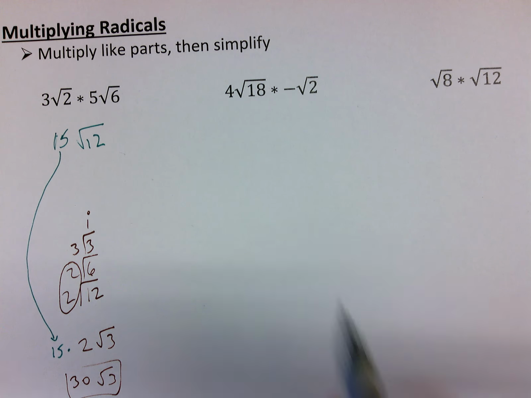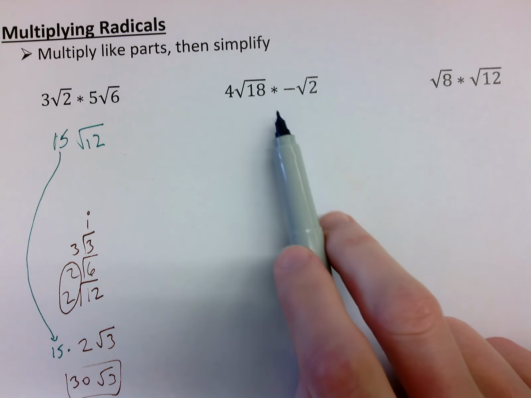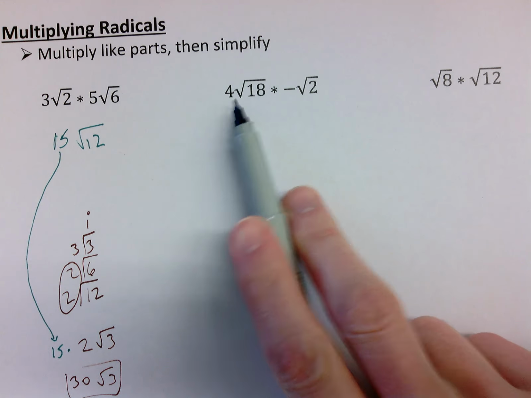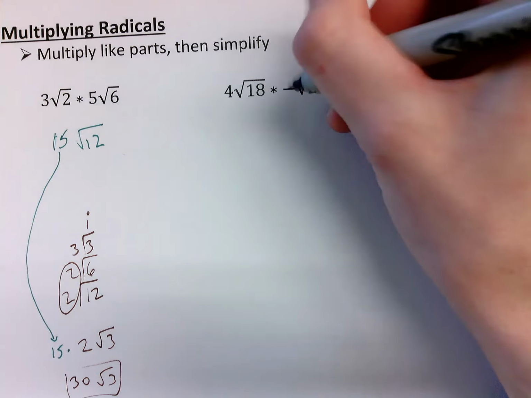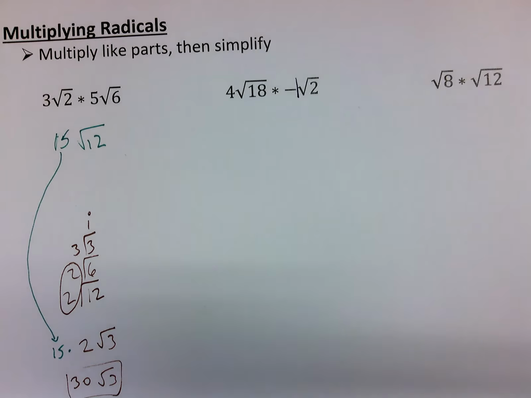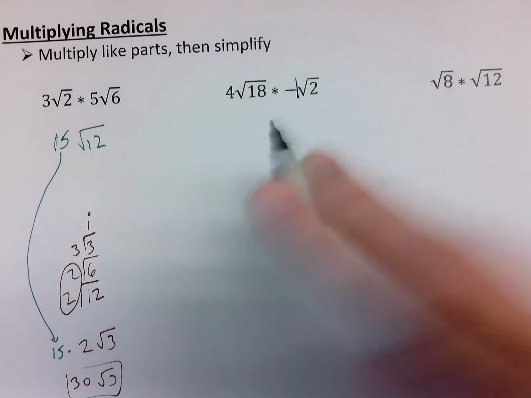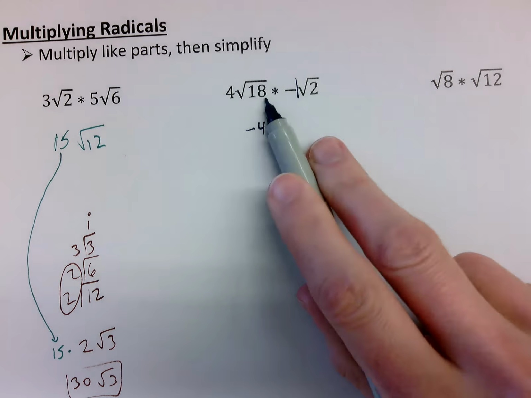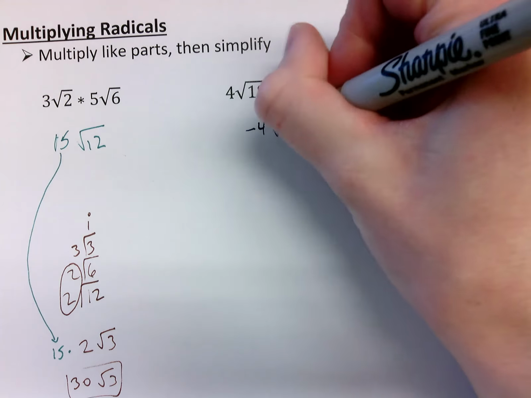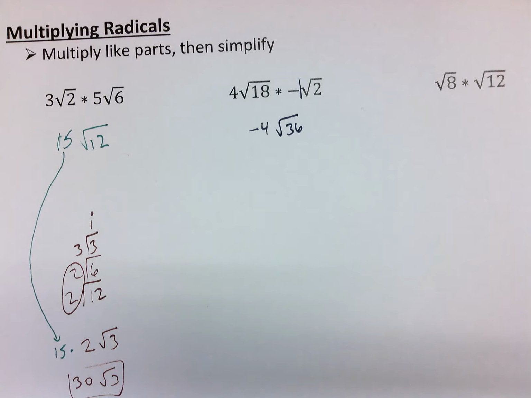All right, so let's look at the second one. So this guy, we want to multiply our like parts, and I've got a 4 and a negative. Okay, and just like always, you can assume that's a negative 1, right? There's a little invisible 1 there. So 4 times negative 1 is negative 4. And then 18 times 2 is 36.